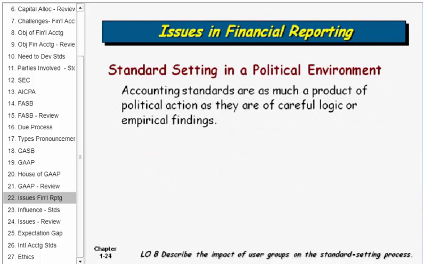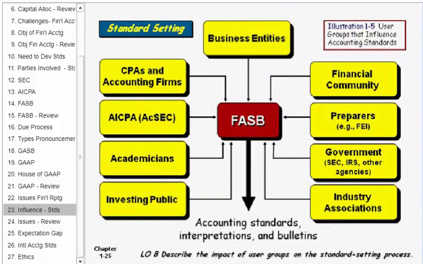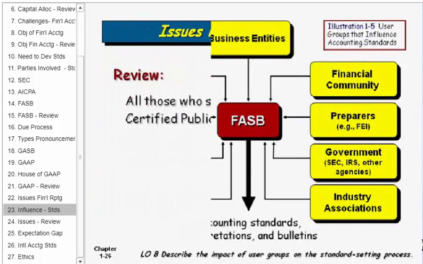All right, let's talk a little bit about issues in financial accounting. The standard setting is done in a political environment. Accounting standards are as much a product of political action as they are of careful logic and empirical findings. And I believe this is our last slide. The standard setting process, you can think of all of these impacts on the FASB. Business entities offer their impact. CPAs and the accounting firms offer their insights and their views. The AICPA is involved. We've got the folks in academia to offer their insights. The investing public has a concern and an interest in the FASB's work, as well as the financial community, preparers, governments, and industry associations.